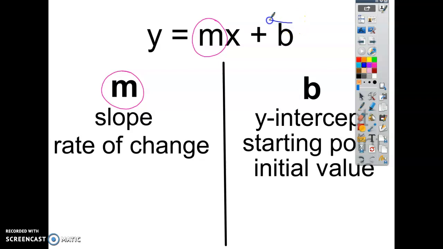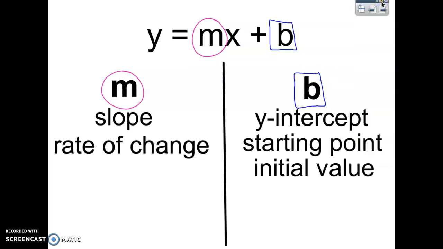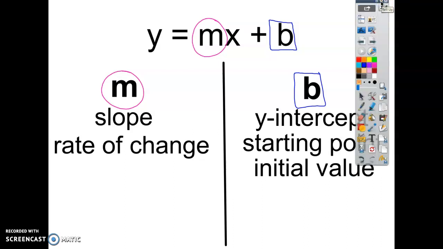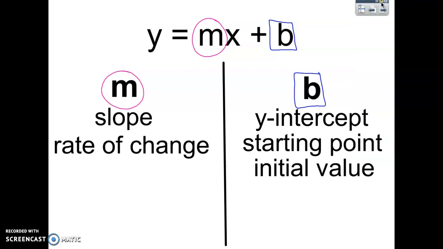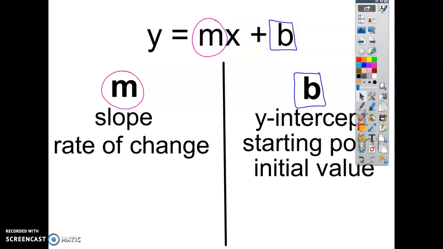The b is the number by itself without a letter. That is called the y-intercept. It's where you start. It's the starting point, and it is the initial value. Valor inicial. The initial value. So if you're not done, make sure you pause so you can write everything down.